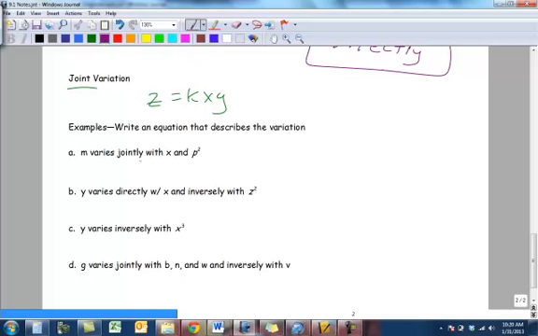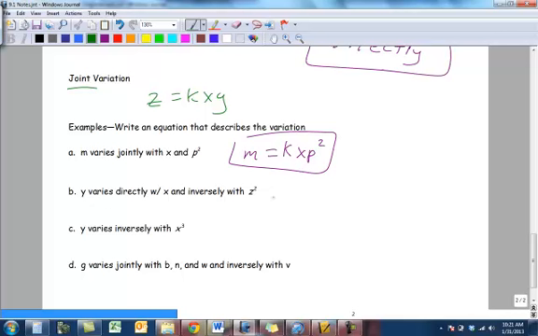M varies jointly with x and p squared. Now, whatever's listed first, that's going to be the one that's by itself, like z here. M varies jointly with x and p squared. So jointly is just like multiplying, right? X times p squared. But we're forgetting something here. What we're forgetting is k. K is always going to be riding along here, right? So when it says m varies jointly with x and p squared, we're multiplying x and p squared, but don't forget k.